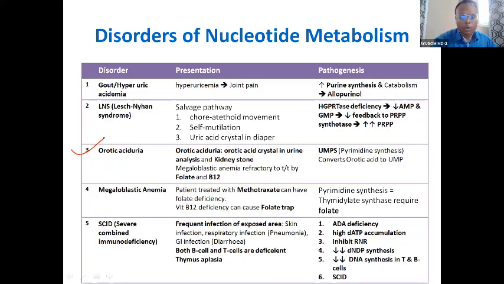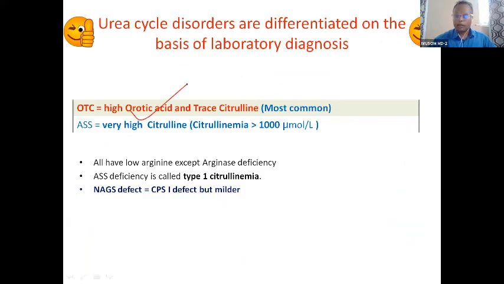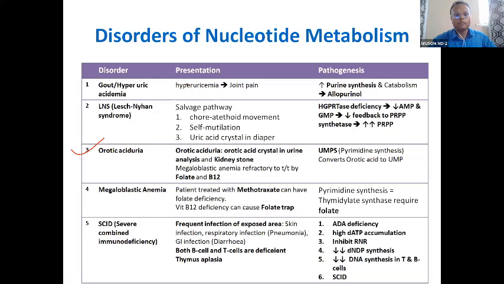The generally asked orotic aciduria, one is related to OTC, we discussed here. OTC, here also orotic aciduria. The other orotic aciduria is related to the pyrimidine synthesis pathway. In the pyrimidine synthetic pathway, this enzyme is defective: the UMPS enzyme. What does this enzyme do? This enzyme converts orotic acid into UMP.